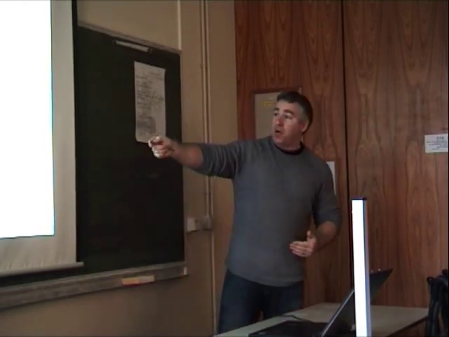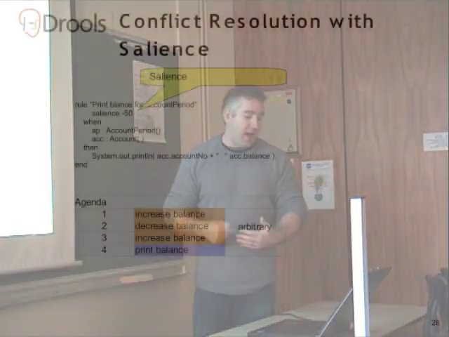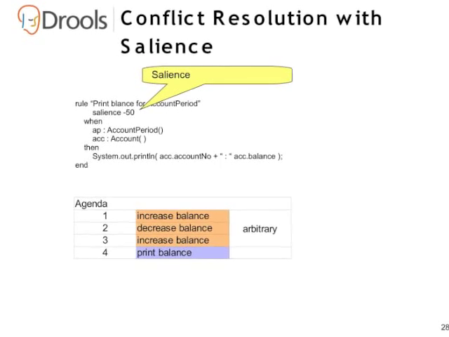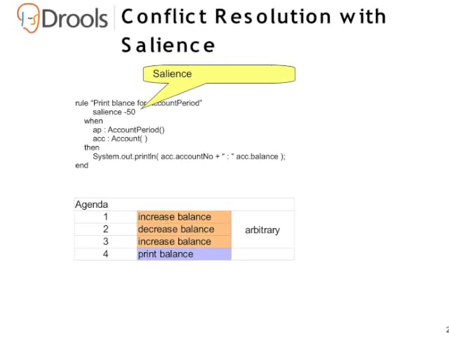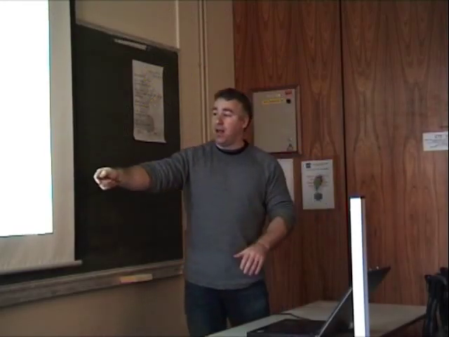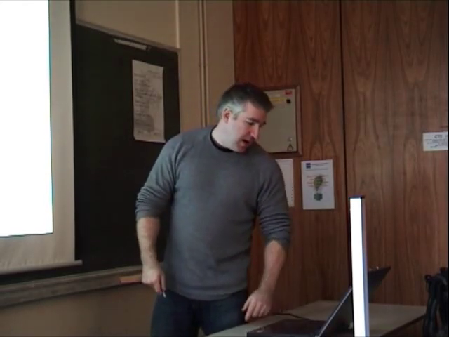Anyway, so this one here, we clearly can't print the balance until the calculations are done, so we have to give some control there. So by doing -50, we say, do these 3 rules first, don't care which order those 3 rules happen, but just as long as those 3 rules happen together, then you can print the balance. So that's conflict resolution with salience.